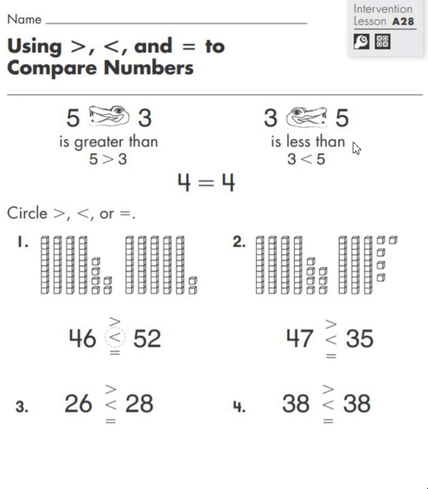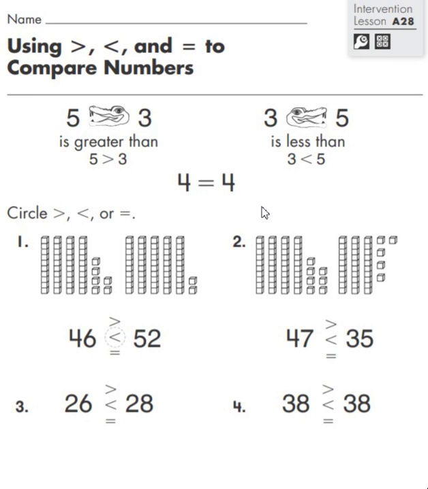Now if we flip those around and we have the 3 on this side, the alligator is going to want to chomp the bigger number still. So we would read this as 3 is less than 5. 3 is a smaller number than 5, so it is less than 5. And notice our alligator is still chomping at the 5. And then down here, we have a 4 on this side and a 4 on this side, and we know that 4 and 4 have the same value, so we say 4 equals 4.